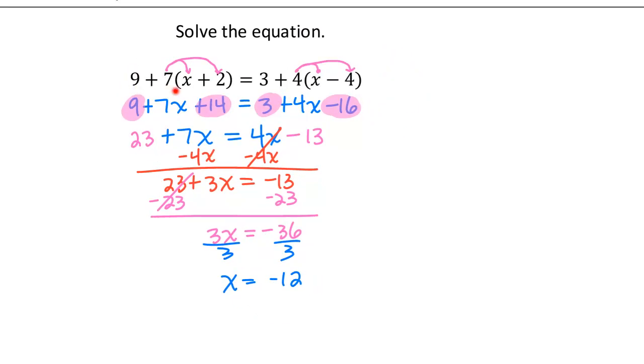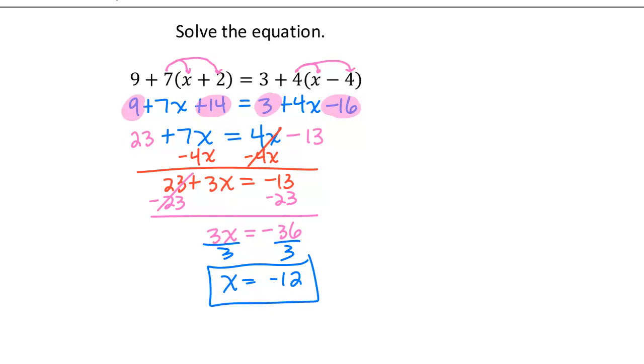because do you have anything in the denominators? Do I have any variables in the denominators? No? Do I have any square roots? No, so I don't even have to check it. That's just going to be my answer. But if you want to check it, you just plug in negative 12 and see if you get this side equal to this side. Okay? But you don't have to actually check it because we don't have any.